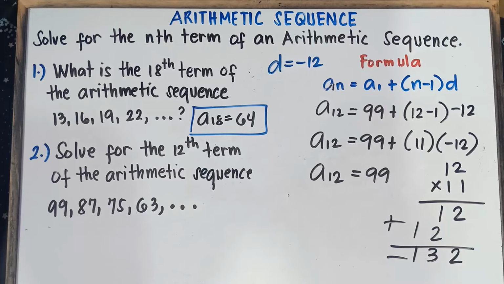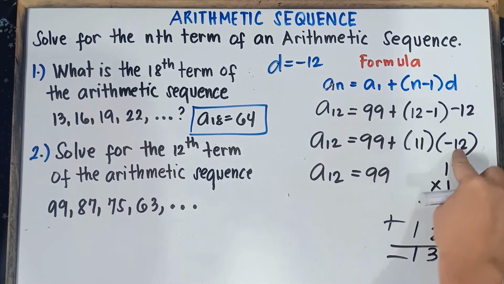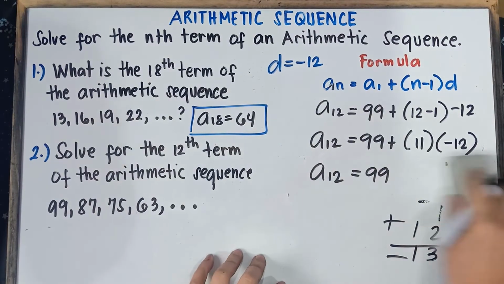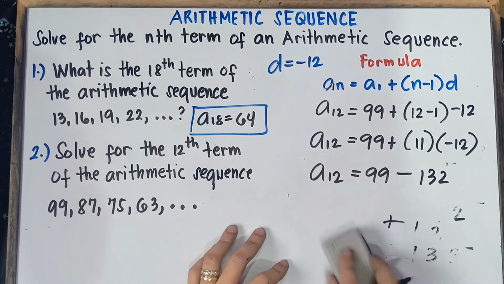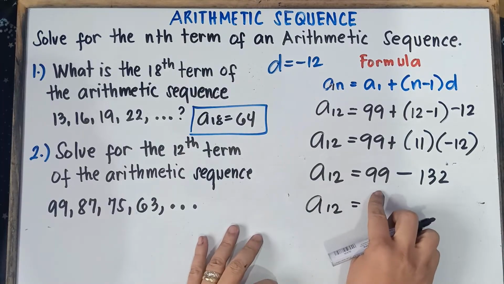Why is that, sir? Because if you're multiplying unlike signs, positive times negative, the answer, class, is always negative. Multiplying unlike signs, the answer is always negative. So this will be negative 132. Alright, and then we have positive 99, negative 132.